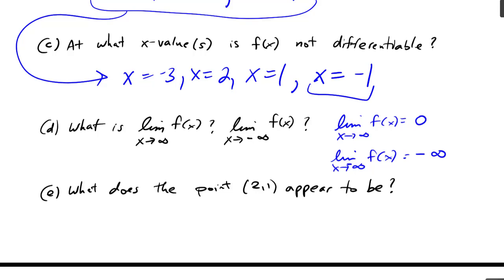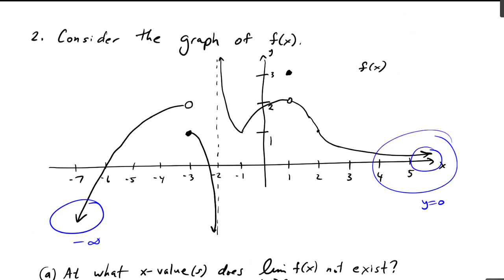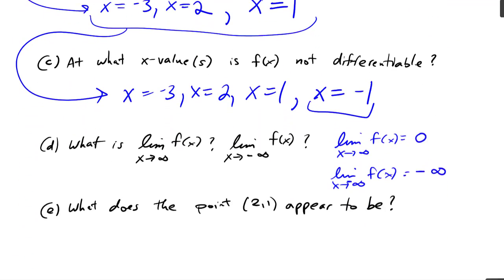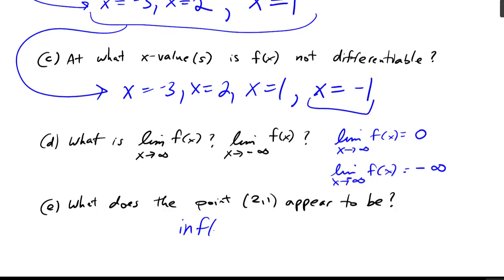Now, what does the point 2, 1 appear to be? Well, as best we can make from this diagram, it looks like before 2, we have a curve that's concave down here, and then we have a curve that's concave up here. And although we can't from the graph specifically point it out, let's go with that. That's the inflection point. Okay, good.